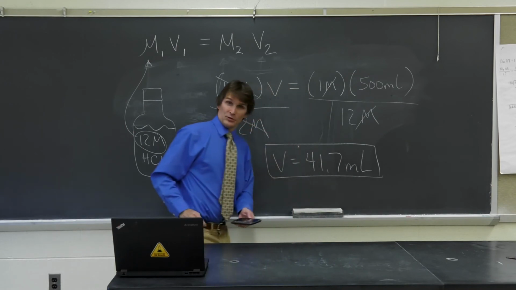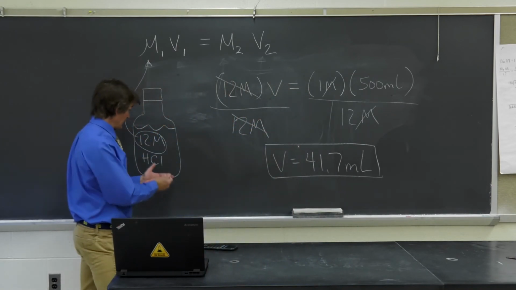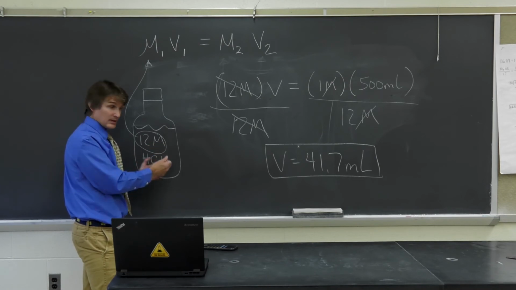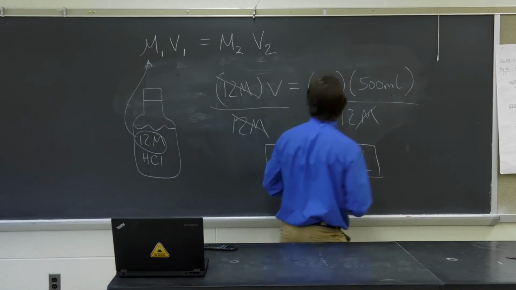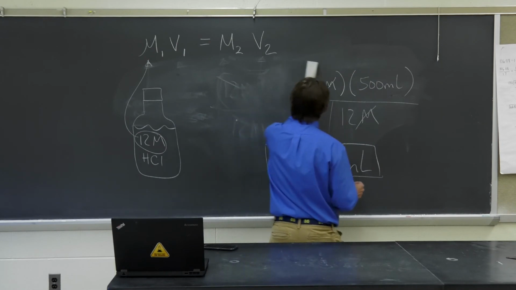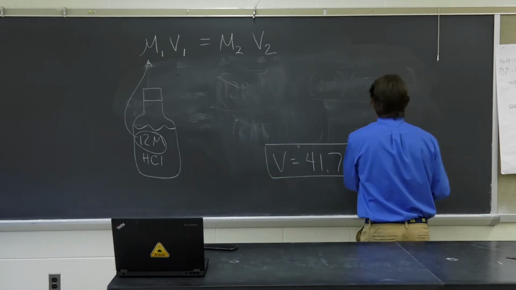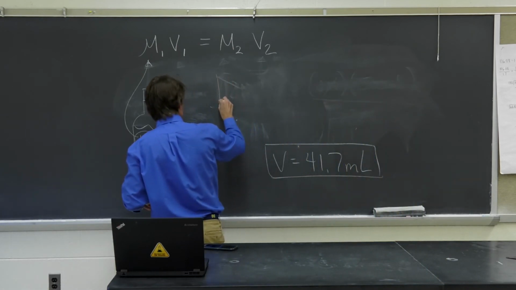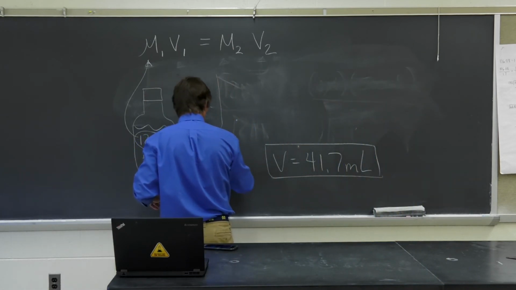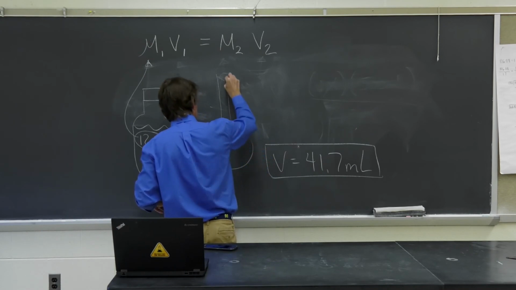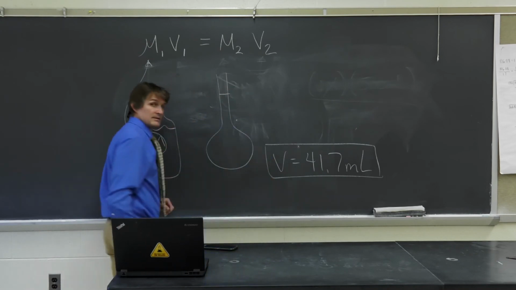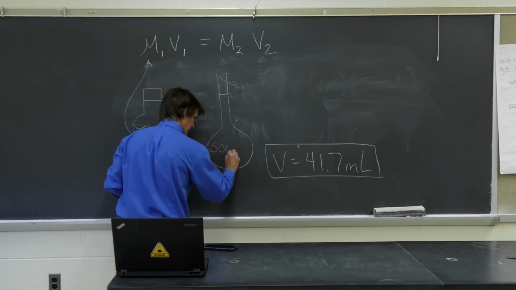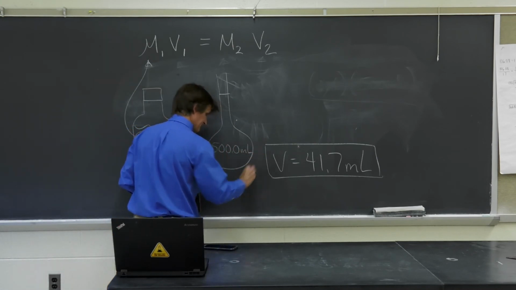So this tells me what to do. What I'm going to do is I'm going to take 41.7 milliliters of this stock solution, and I'm going to put it into a special flask that we call a volumetric flask. I would get a volumetric flask that's 500 milliliters, because that's the volume I want. And the volumetric flask looks like a really long tube with a bulb at the end. And then there's a line in the neck, and then it'll actually say 500.0 milliliters.